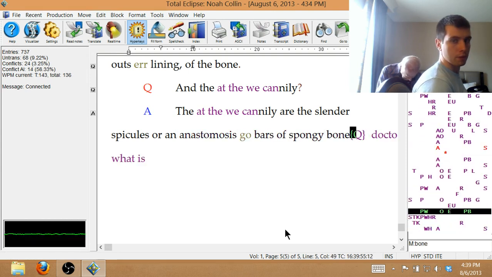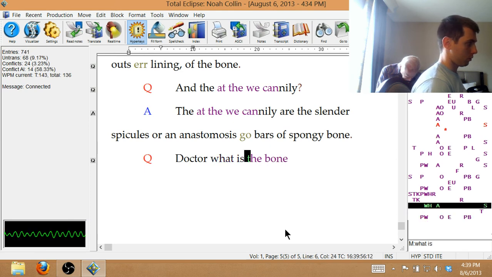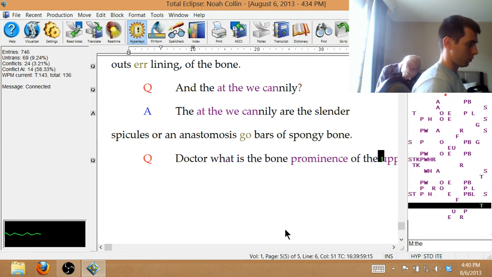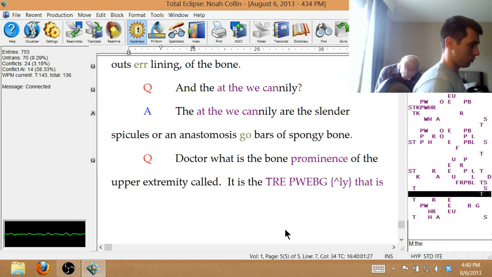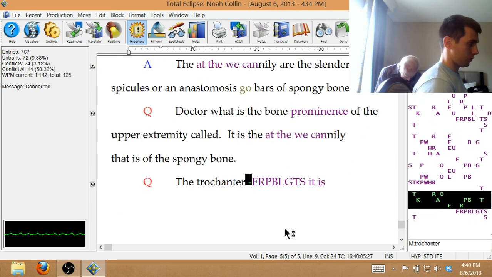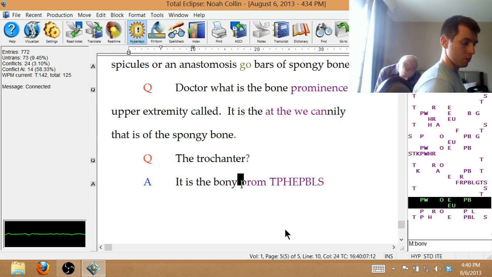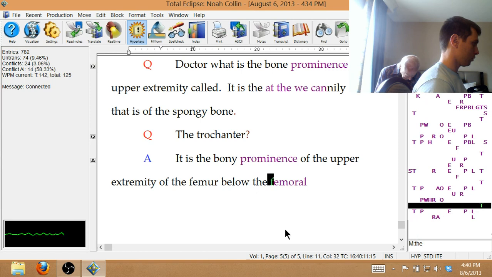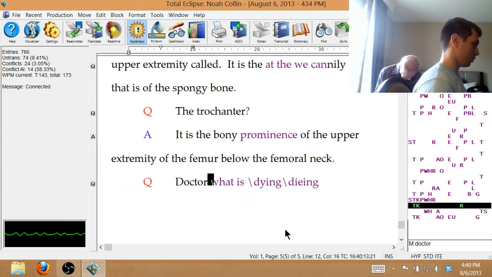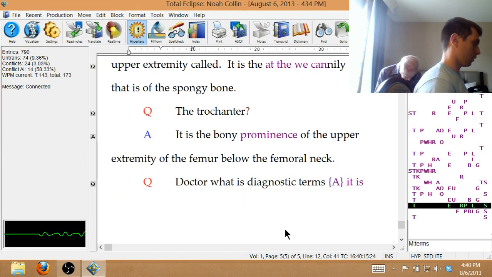Doctor, what is the bony prominence of the upper extremity called? It is the trabeculae, that is, of the spongy bone. And the trochanter? The trochanter is the bony prominence of the upper extremity of the femur below the femoral neck. Doctor, what is diagnostic terms? It is avascular necrosis of the bone.